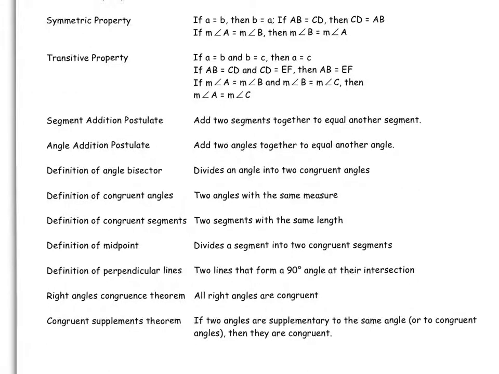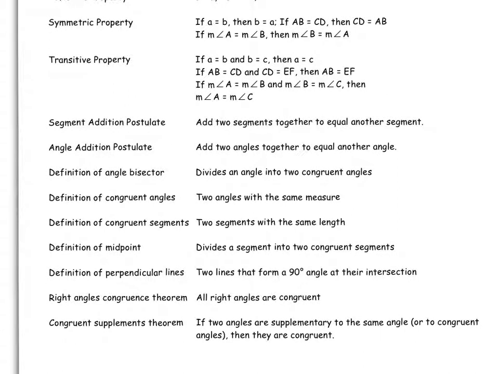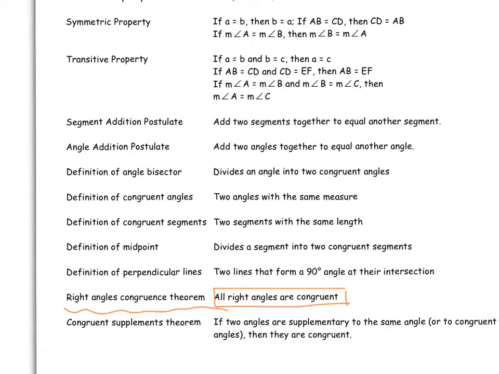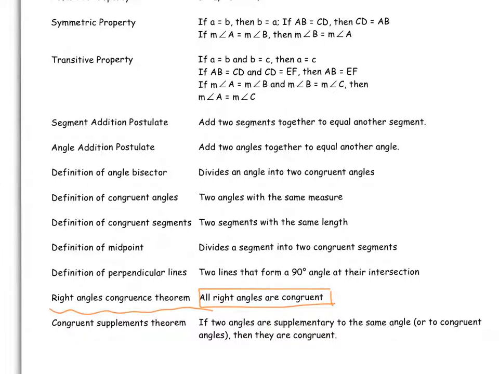So this one is a new one right here. This one, right angle congruence theorem. If you have two right angles, you don't have to do the step where you prove that they're 90 degrees. You can automatically say they're congruent because they're both right angles. Okay, the next one is the congruent supplements theorem. If two angles are supplementary to the same angle, or congruent angles, then they are congruent.